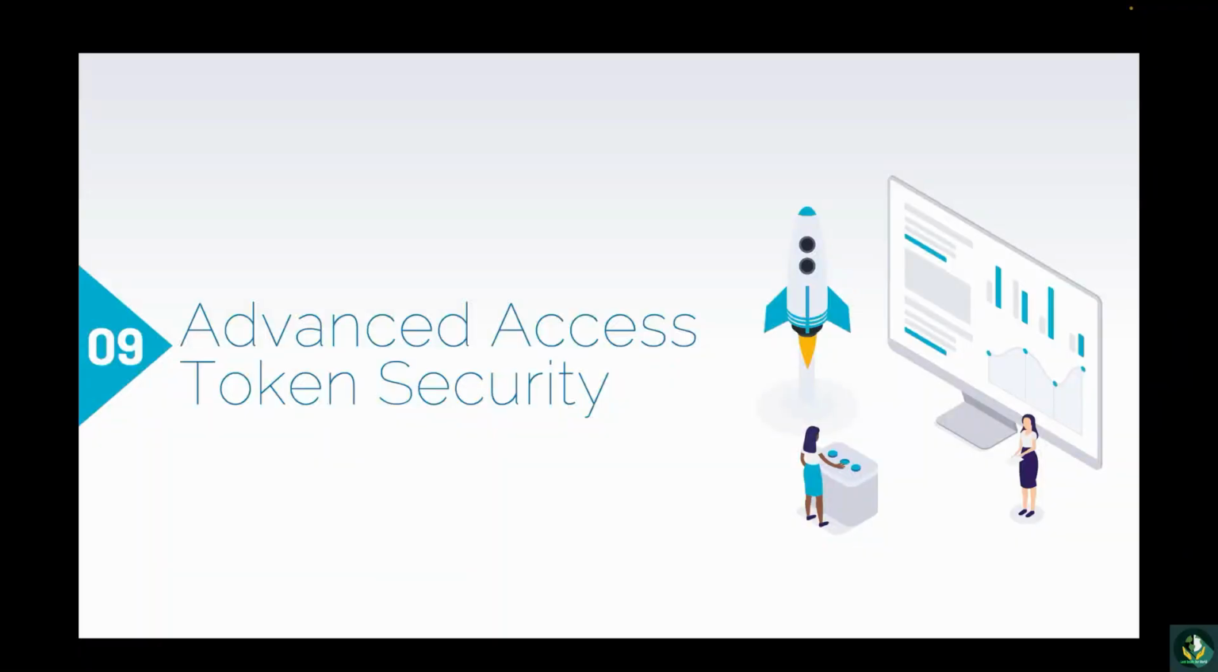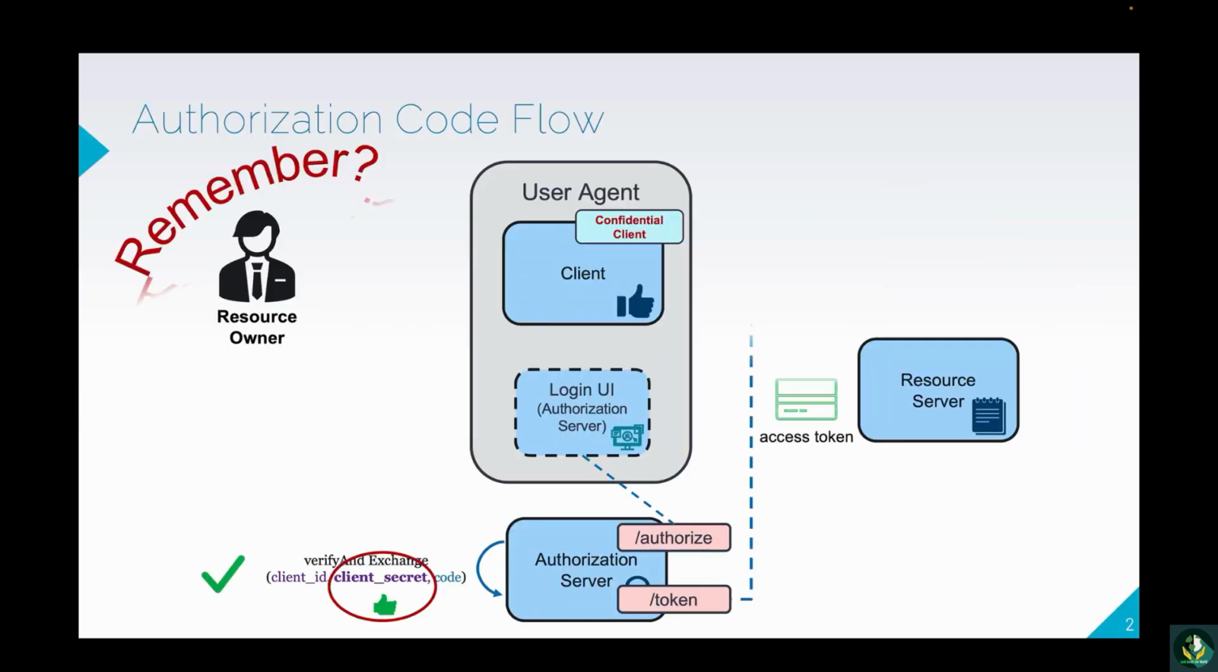In this chapter, we are going to explore advanced token security mechanisms. After successfully completing authentication and authorization, the client obtains an OAuth 2 access token from the authorization server. This token is used to send requests to the resource server. This process is common across all OAuth 2 flows.